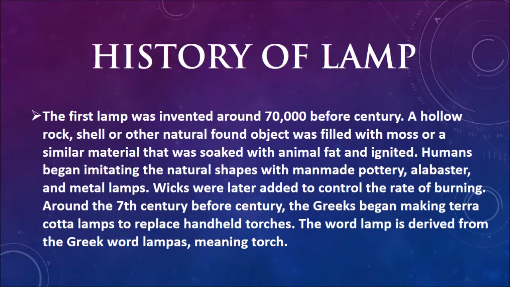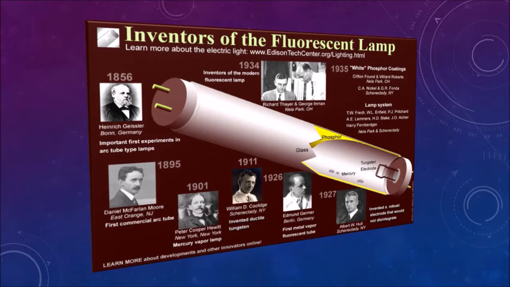Let me tell the history of the lamp. The first lamp was invented around 70,000 BC. A hollow rock, shell or other natural found object was filled with moss or a similar material that was soaked with animal fat and ignited. Humans began imitating the natural shapes with man-made pottery, alabaster and metal lamps, which were later adapted to control the rate of burning. Around the 7th century BC, the Greeks began making terracotta lamps to replace handheld torches. The word lamp is derived from the Greek word lampos, meaning torch.